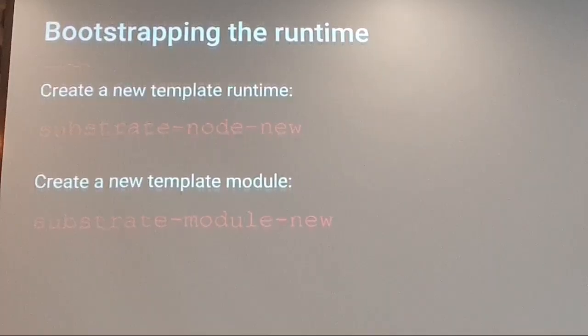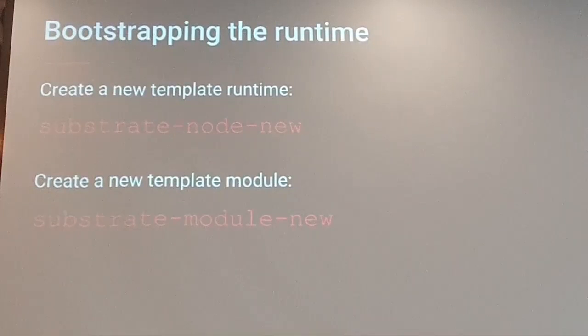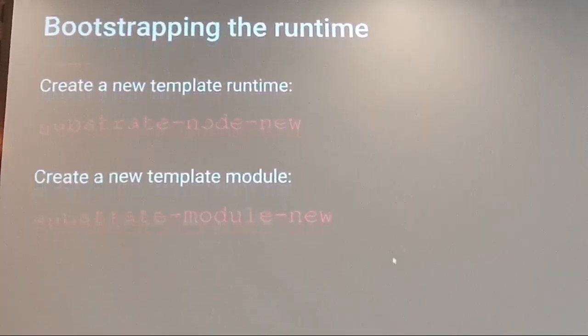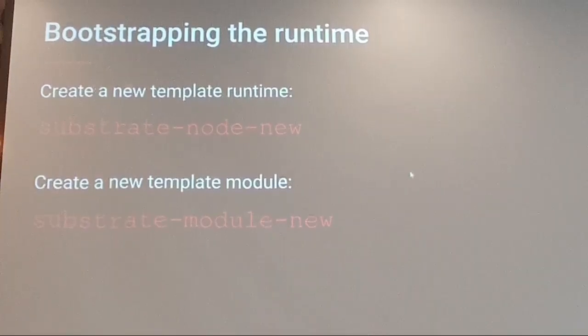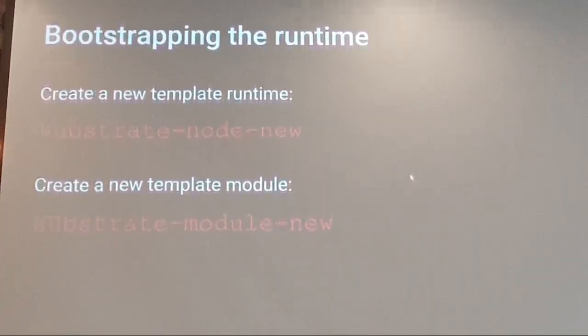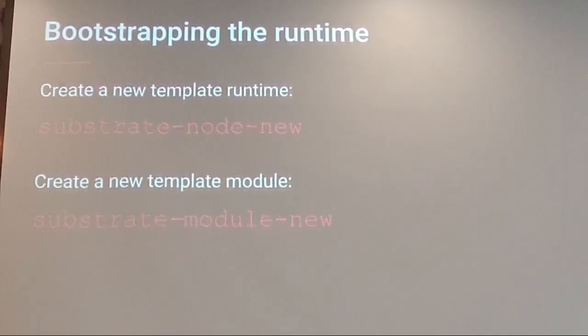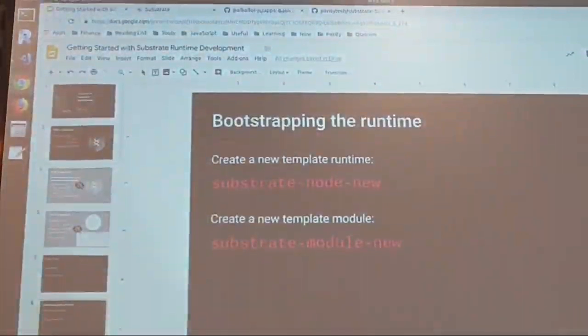So let me just quickly do that. On my screen here, we have two scripts. One creates a template node for you, so it brings along all the dependencies and all the framework components which are needed to compile and run a node on your machine. Let me show you the output of this particular script, what it does.